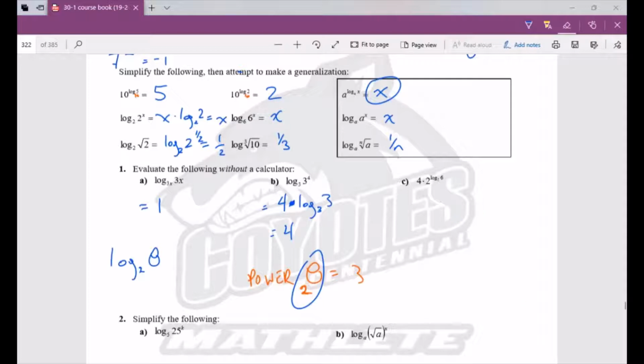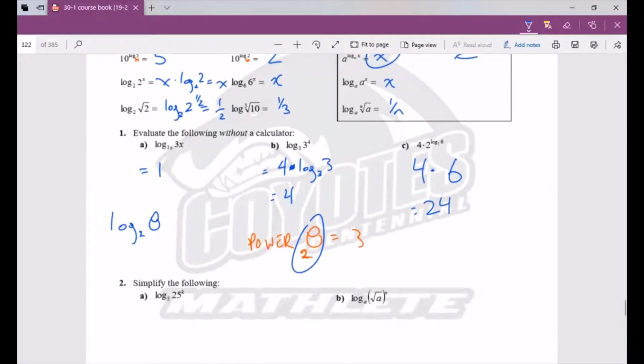All right, so the next one. 4 times 2 to the logarithm 6 base 2. So this just ends up being 4 times, and we saw this right above here, as long as that base of 2 is the same as the base of the exponent of 2, this is equal to 6. Gives us an answer of 24.